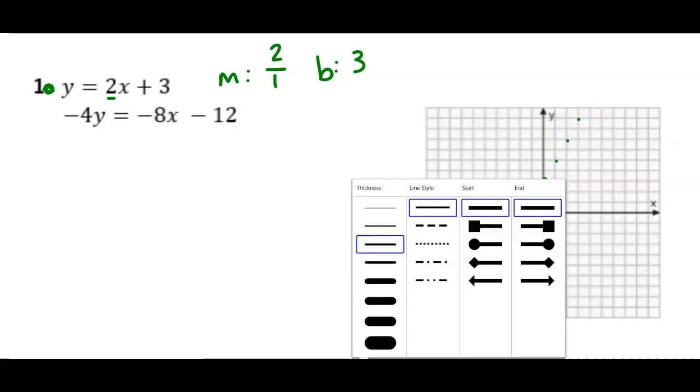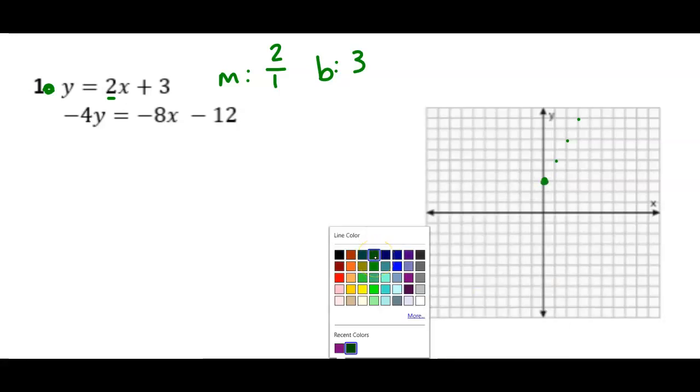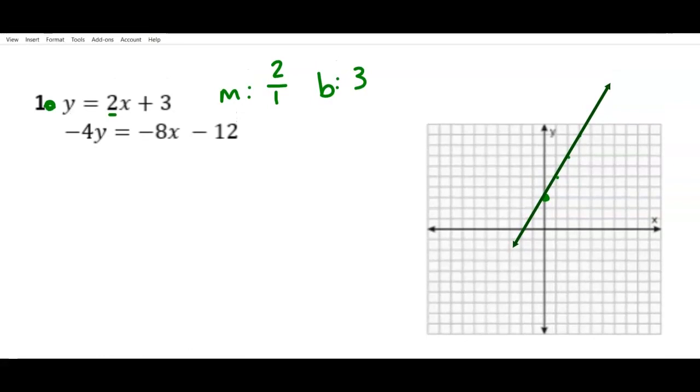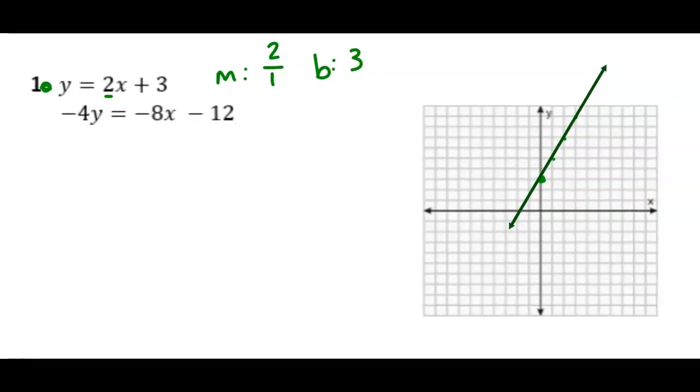So let me set up my line really quickly here. Make sure it's green. And now I'm going to make a nice long line. Okay, next, I'm going to go back and graph my next line. To do that, I need to identify my slope and my y-intercept. Can I do that in this equation? No, it's not in slope-intercept form.